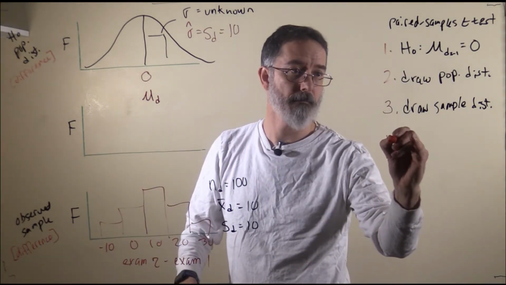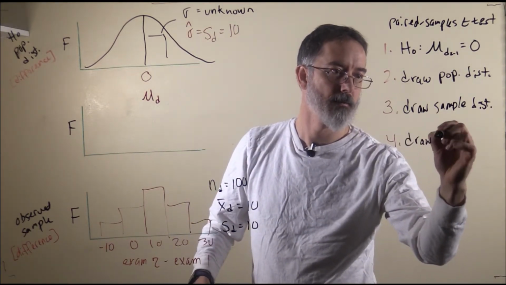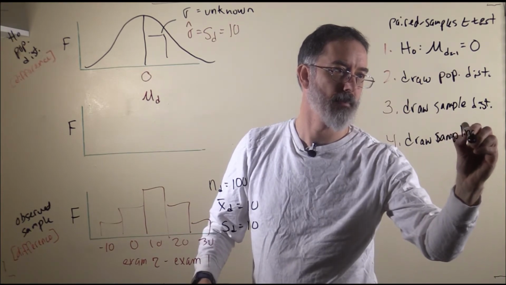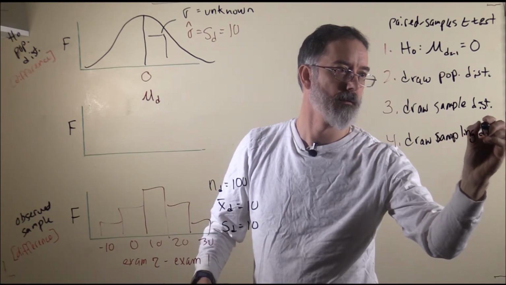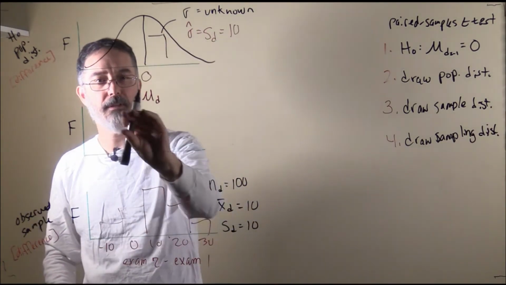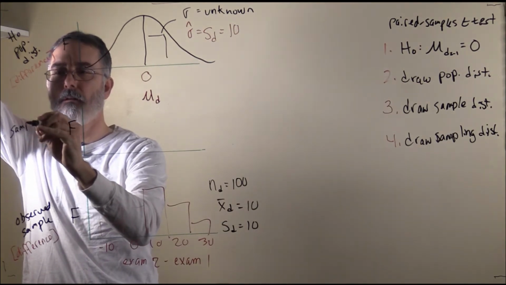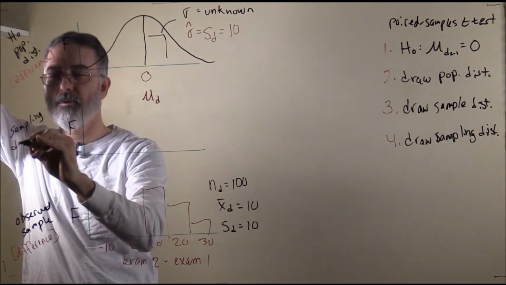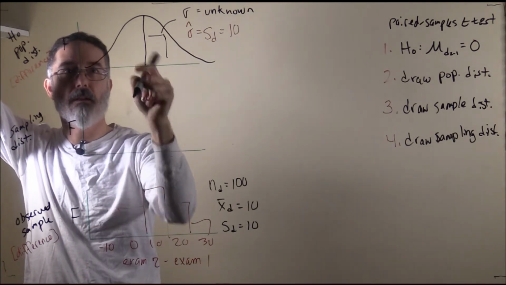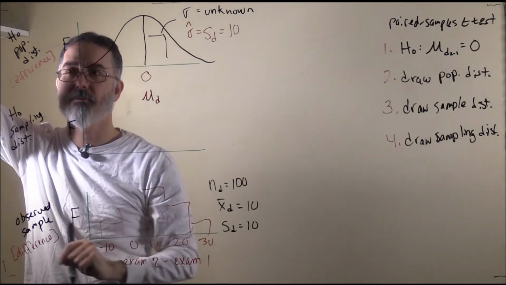The fourth step is to draw the sampling distribution. And throughout this whole class, the sampling distribution is always going to be in the middle here. So this is our sampling distribution. All right, this is the kind of sample means we expect if the null hypothesis is true. So we'll call this our null hypothesis sampling distribution.